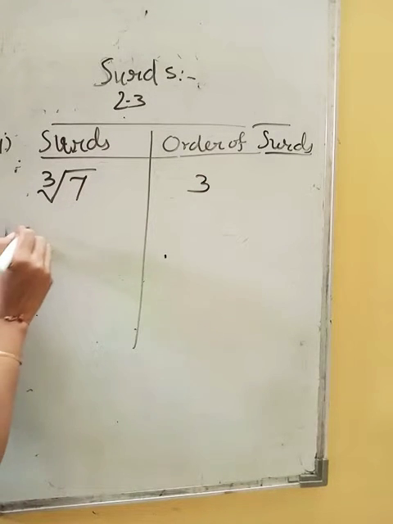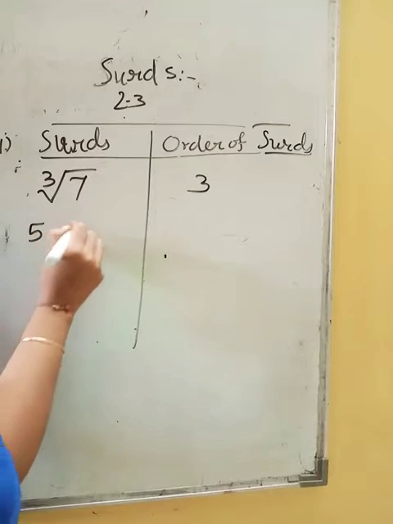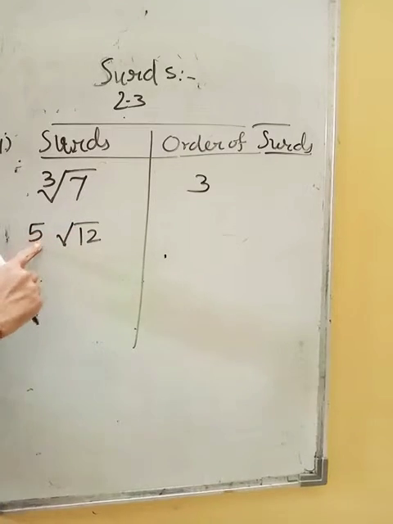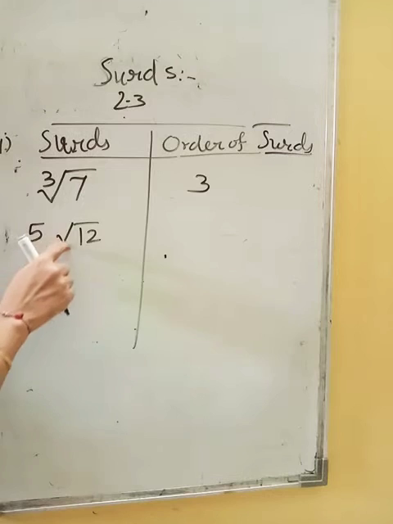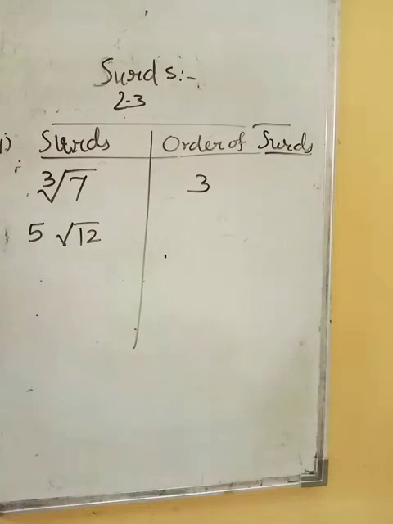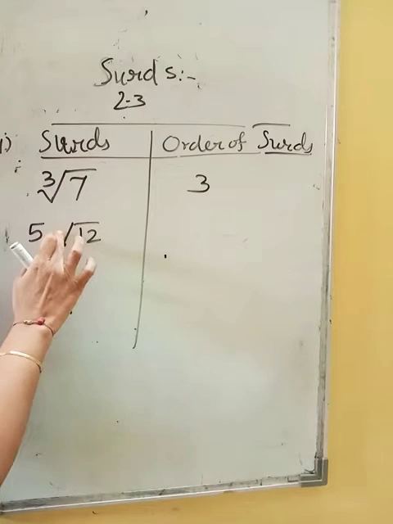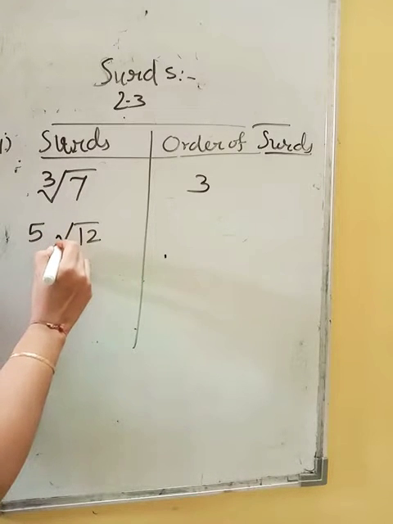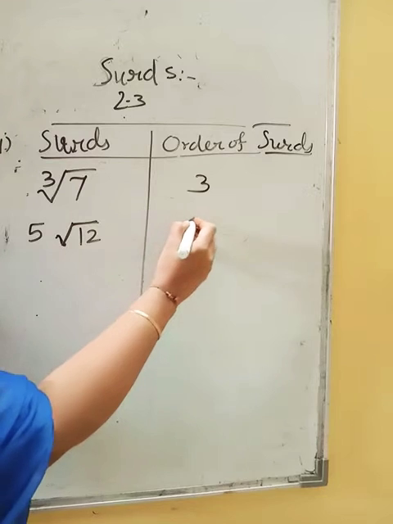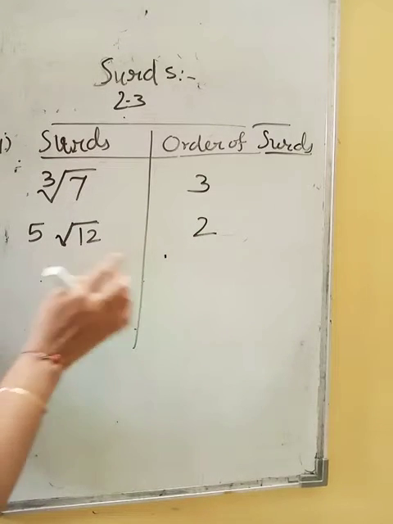Now it is 5 times root 12. Mind you, this pi is not in the radical sign, pi is outside. So what will be the order of this? It's just a square root part. So we'll write down order 2.